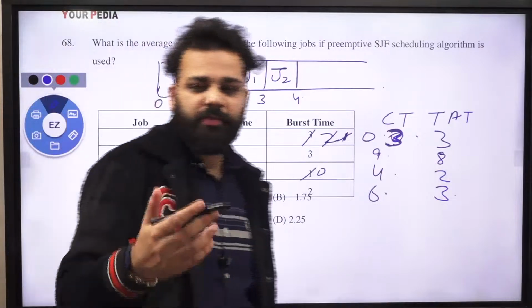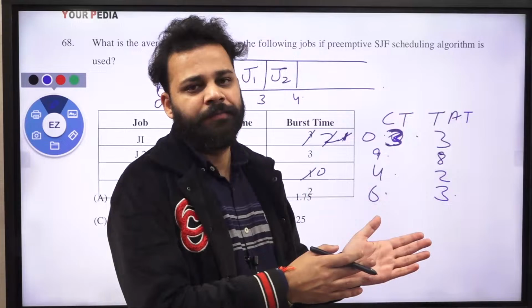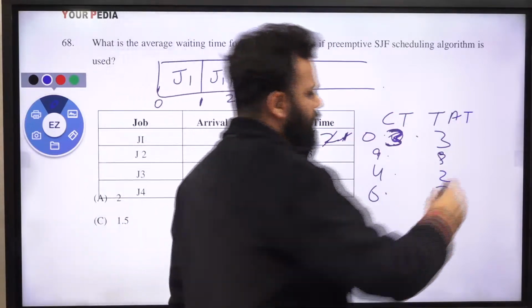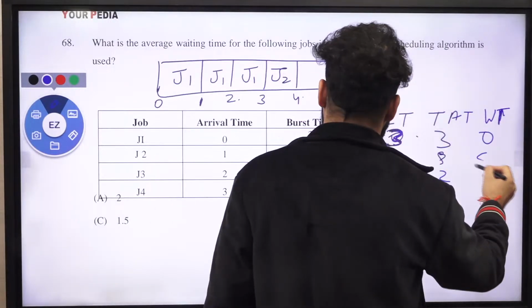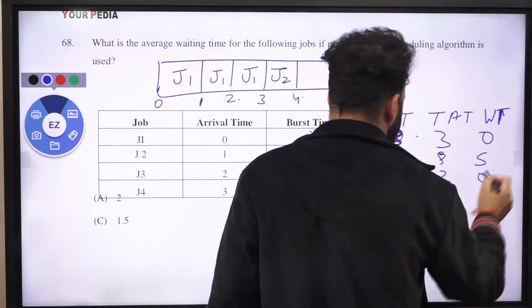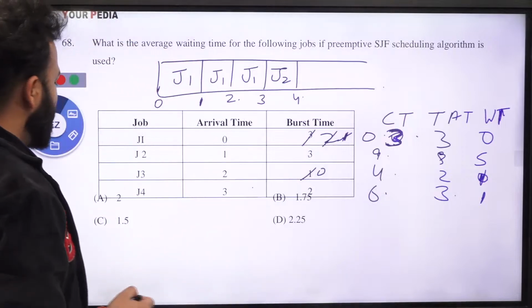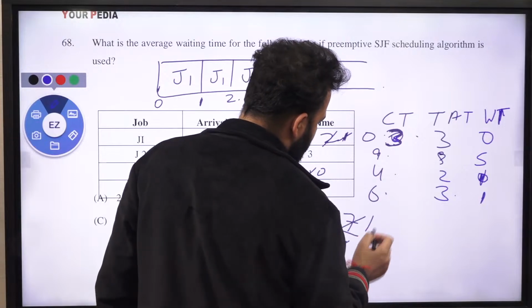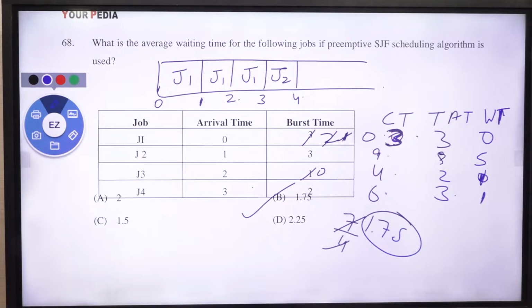Waiting time is the time for which the job was waiting. This is the total time for which the job was sitting in the system. Out of this time, for some time it was computing. The remaining time was the waiting time. So it is nothing but turnaround time minus burst time. So 3 minus 3 is 0, 8 minus 3 is 5, 2 minus 1 is 1, and 3 minus 2 is also 1. So total waiting time will be equal to 7, and average waiting time will be 7 by 4, which comes out to be 1.75. So the correct option will be option B with 1.75.